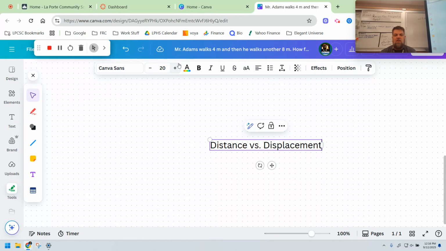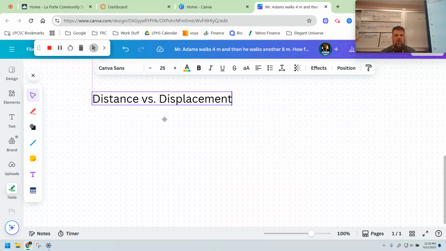Did everybody have all the arrows and stuff drawn, or do I need to go back? Did everybody get that?